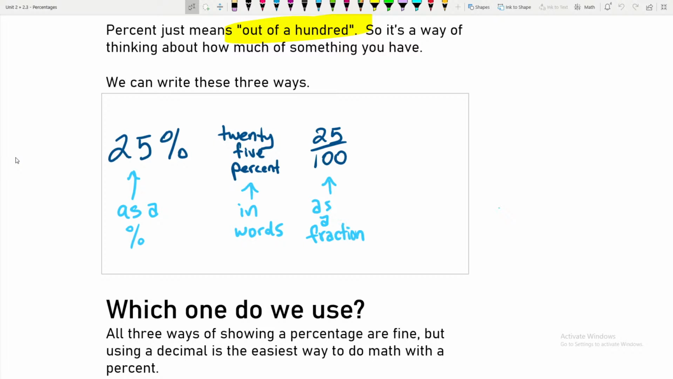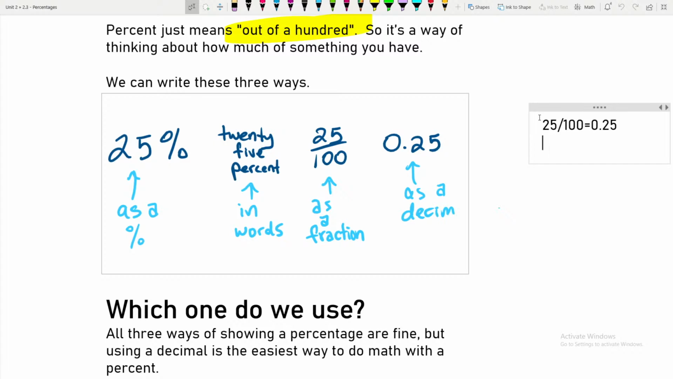And if you actually were to do that fraction, 25 out of 100, and calculate it, a fraction means to do division. So we can do that. 25 divided by 100, not by 10, by 100, is 0.25. The last way we can show a percentage is as a decimal. And these are all ways of expressing the same fraction.